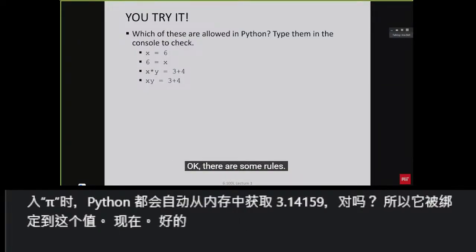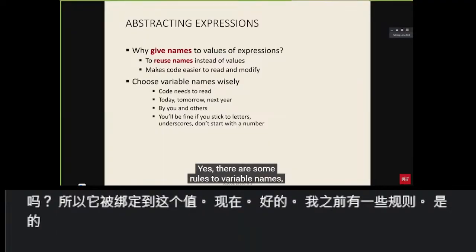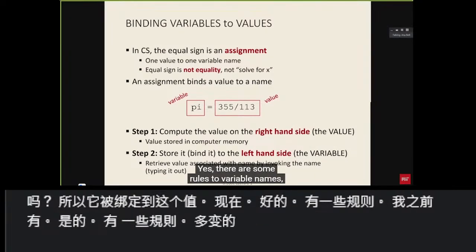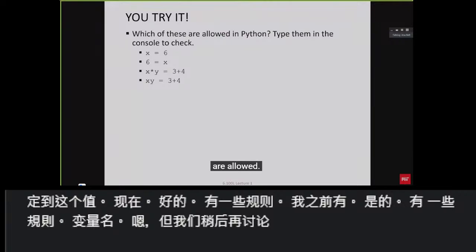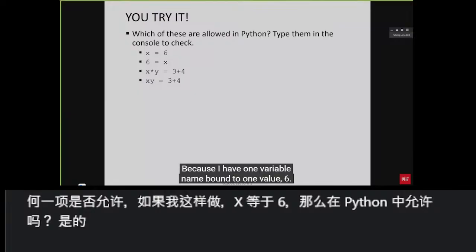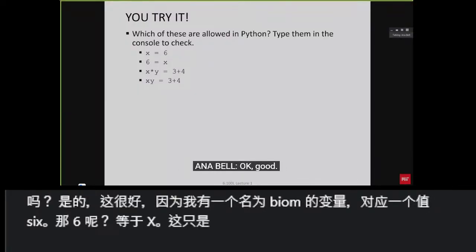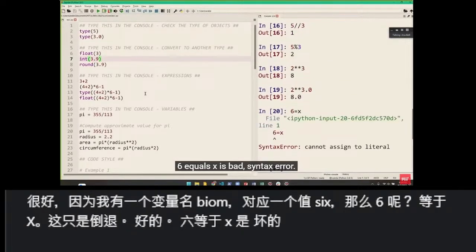Okay. There are some rules to variable names, but we'll talk about that in a bit. For now, I want you to tell me if any of the following are allowed. If I do x is equal to 6, is that allowed in Python? Yes, it is. Good, because I have one variable name bound to one value, 6. What about 6 equals x? It's just backward. Okay, good. 6 equals x is bad, syntax error.